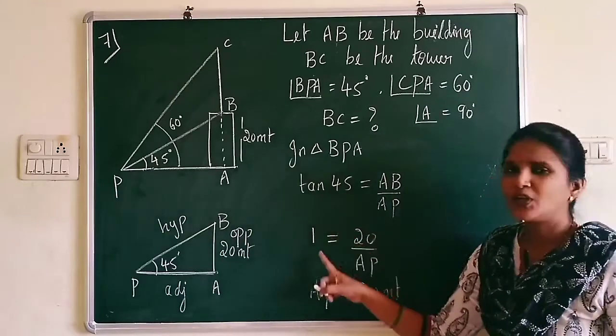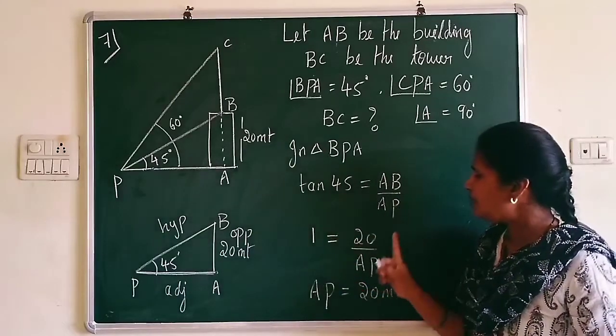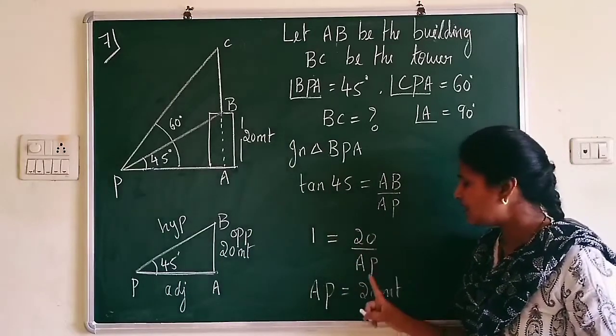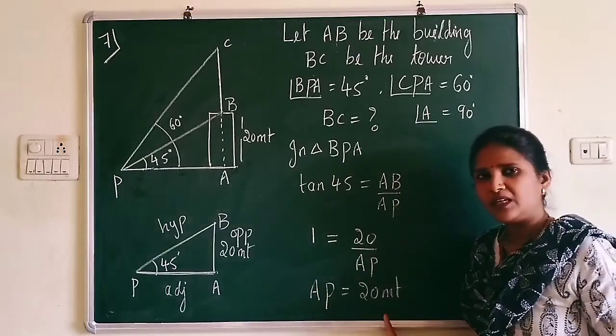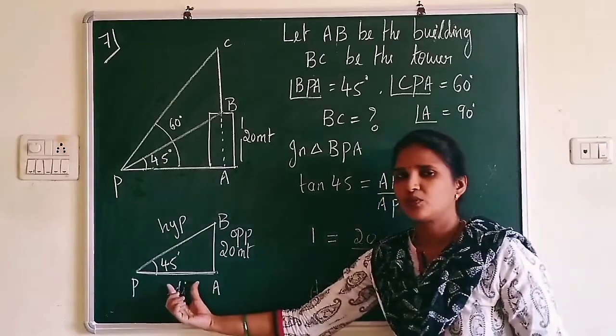That is tan 45, you know it is 1. AB is the height of the building, given 20 meter, divided by AP. Cross multiply, AP equals 20 meter. So we got adjacent as 20 meter.